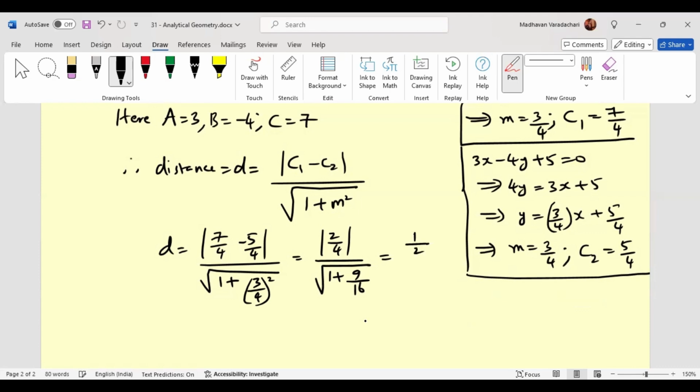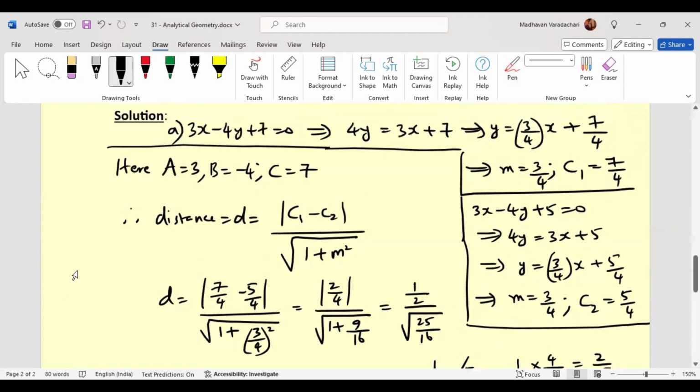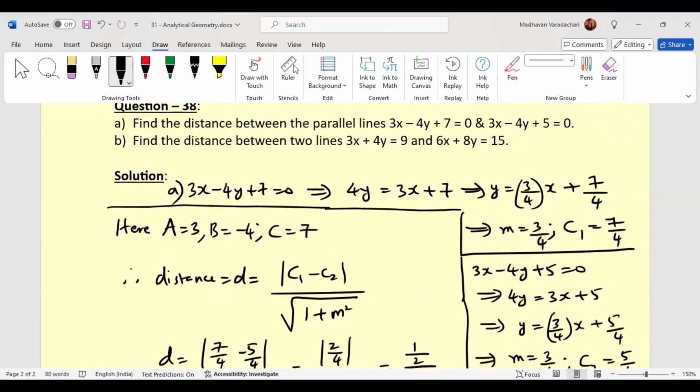That can be written as 1 by 2 divided by square root of 16 plus 9, 25 by 16. So we get 1 by 2 divided by 5 by 4, which is 1 by 2 multiplied by 4 by 5. So we will get ultimately 2 by 5 as the distance. That is the solution for the first part of the question.